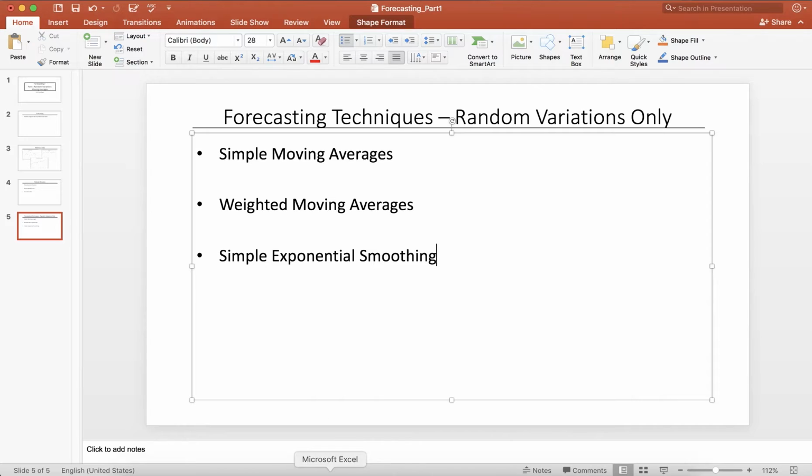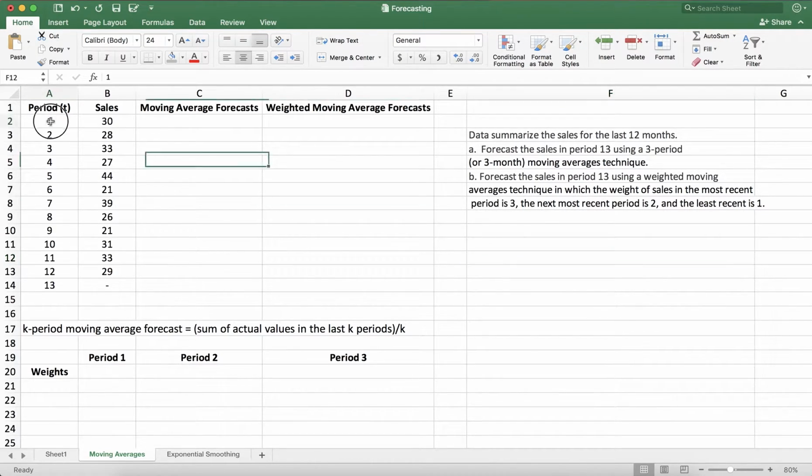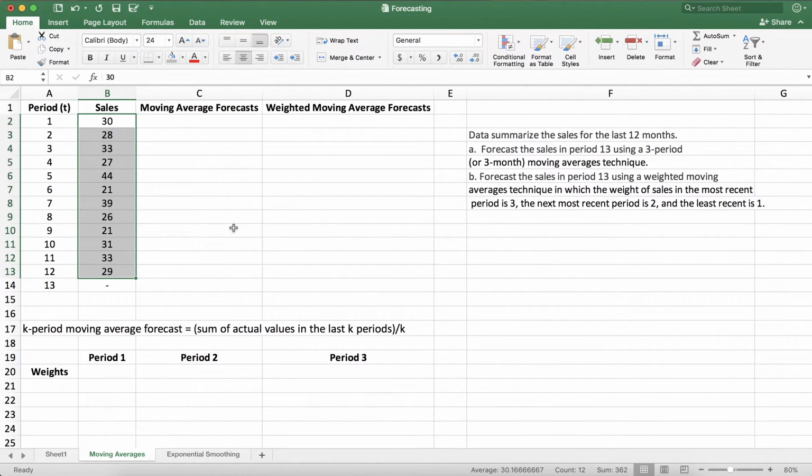All right, so let's look into an example. So I have a data set here, and in this data set I have 12 time periods for which I know the actual sales values. Okay, so what I mean is, let's say that I looked at the last 12 months and I listed how many items we sold. Okay, so the first month, for example, we sold 30 items. In the second one, we sold 28, and so on. Okay, so this is the general idea.